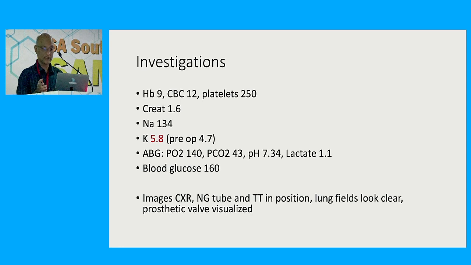Blood glucose looks okay. Coming to the images, when you look at the X-ray, the important thing is to look at the lung fields, also look at all the lines. If you put a nasogastric tube, is it in position? The patient's got a central line, is it in position? If the patient's got a tracheostomy tube, has it gone too far into the right side or something like that? So check all those things. And in this patient, you can see the mechanical prosthetic valve also.